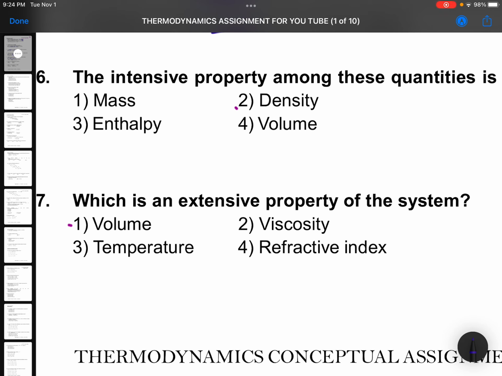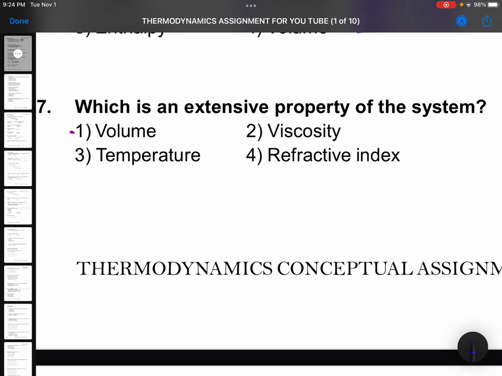The intensive property among these quantities is density. For example, if you take 1 liter of water, density is 1 gram per cc. Do you think that 2 liters density will be different? That means it is not going to depend on the quantities, on the amounts. So it is density. But mass, enthalpy, volume, they depend.